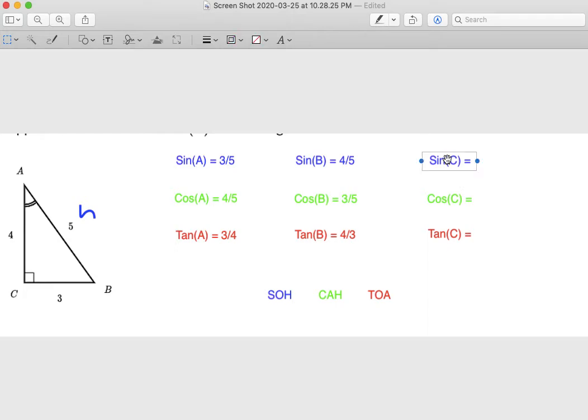Okay, finally, now let's pick angle C. We actually never take the sine, cosine, and tangent of a right angle. You'll learn eventually that the sine of a 90-degree angle is 1, and the cosine of a 90-degree angle is 0. So these three pieces here we are not going to worry about. We actually will never take the sine or the cosine of the right angle. And so on the worksheet you will see that I don't ask you to find the sine or the cosine of a right angle.